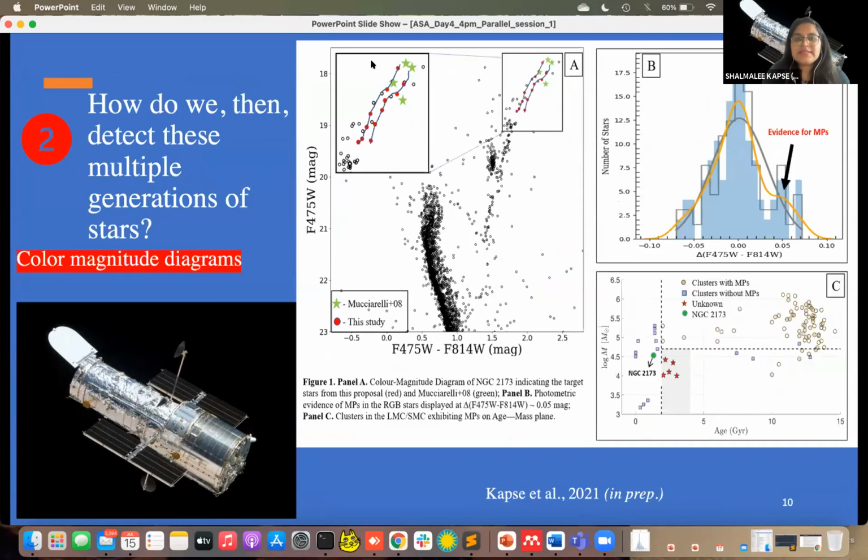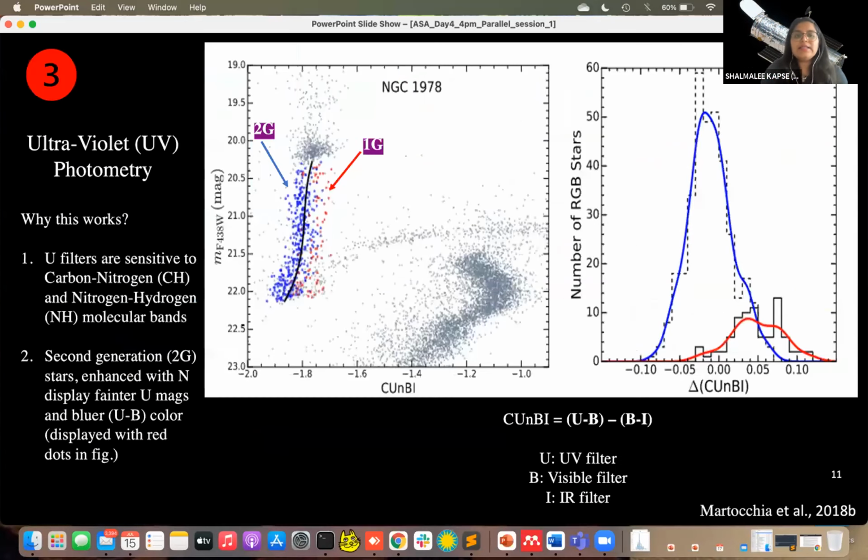Second one, as you can see in this figure, is the bifurcation of RGB stars at the tip of the RGB, which can be one of the detections of multiple stellar populations. Another example, which Maddie also mentioned yesterday, is UV photometry using the C index, the color index of HST filters.